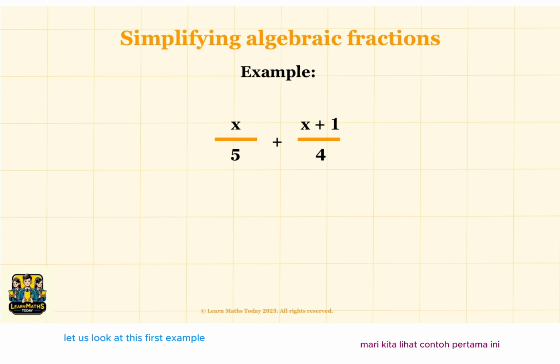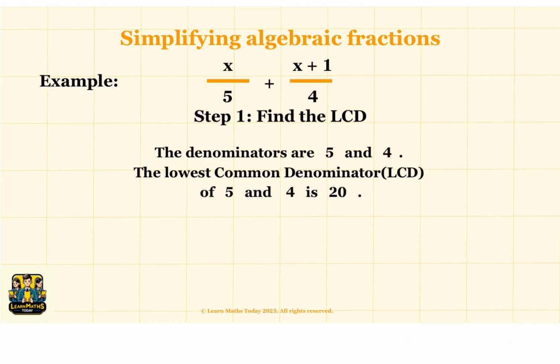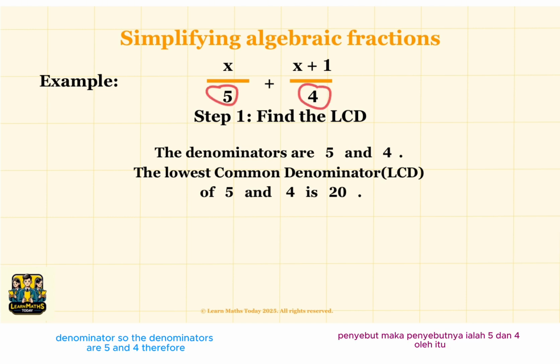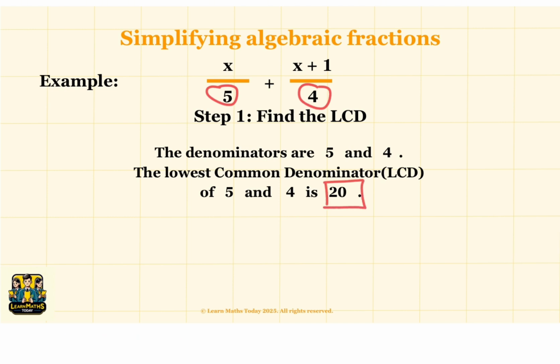Let us look at this first example: x over 5 plus x plus 1 over 4. Let us learn to simplify this. Let's recall, step 1 is to find the lowest common denominator. The denominators are 5 and 4. Therefore, the lowest common denominator of 5 and 4 is 20.